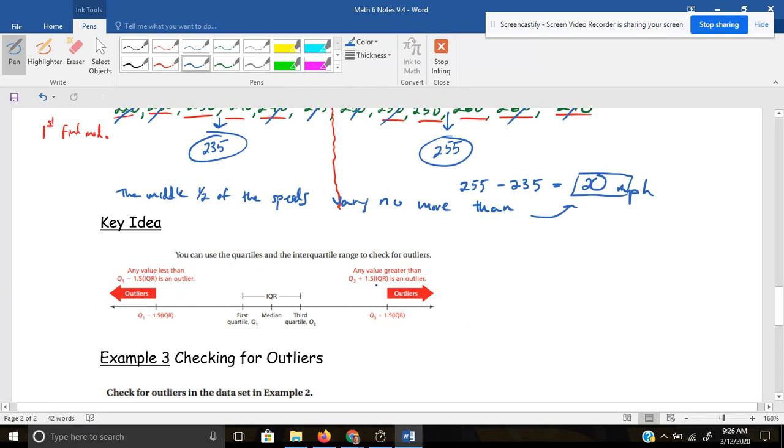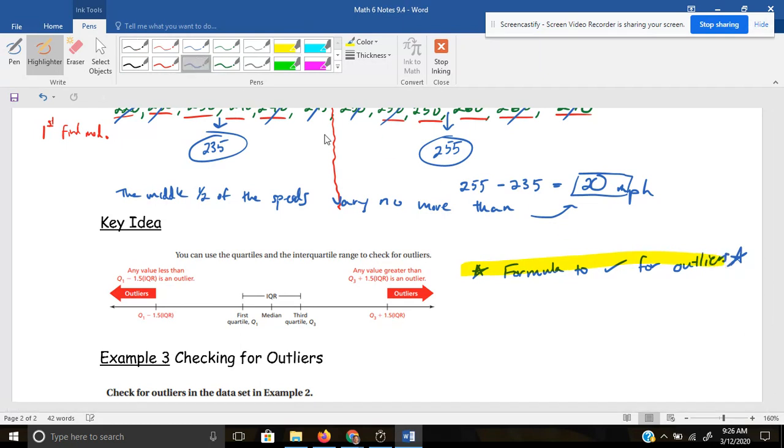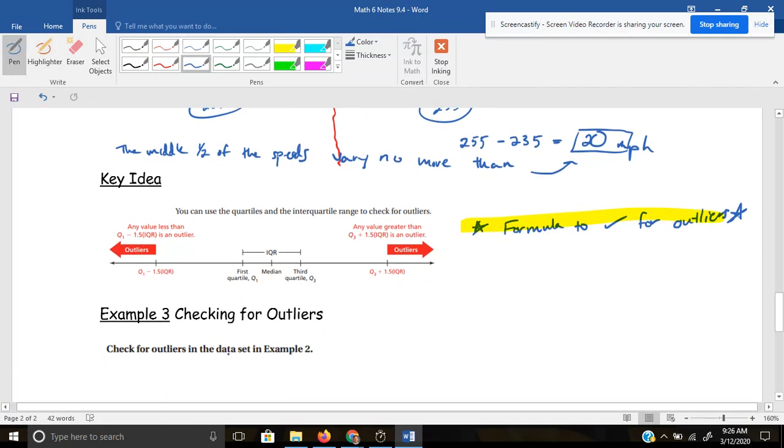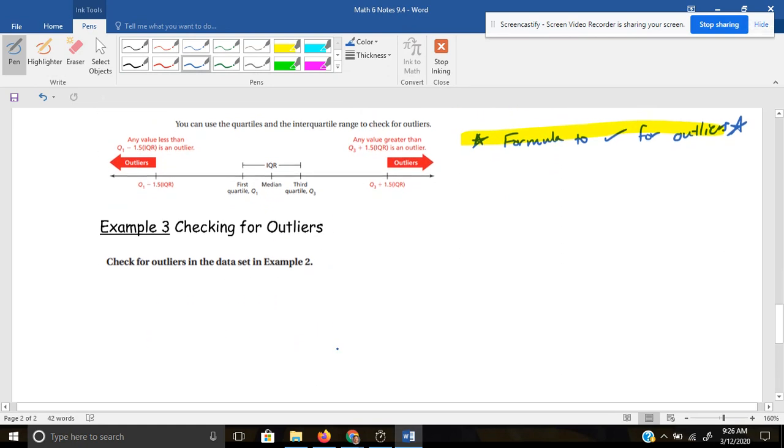And we have this formula to use. So I would star this and remember the formula to check for outliers. All right, so you can come back to that and double check that. I'm just going to highlight that here quick. In this last example, that's what we're going to do. Check for outliers in the data set in example 2. So let's use these formulas that we were just given.